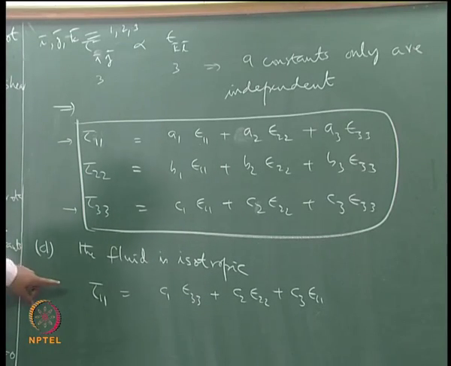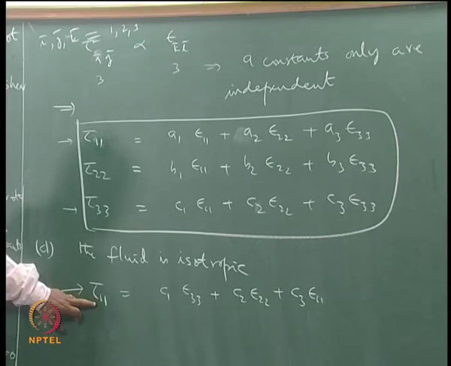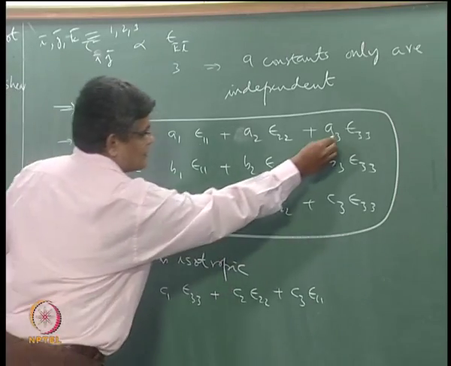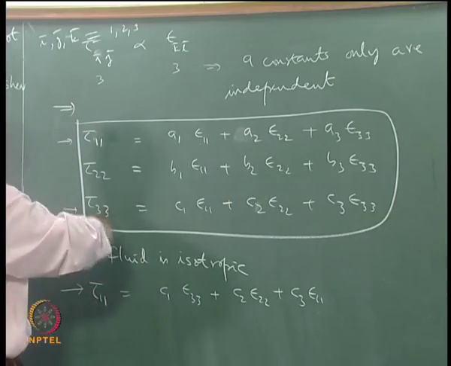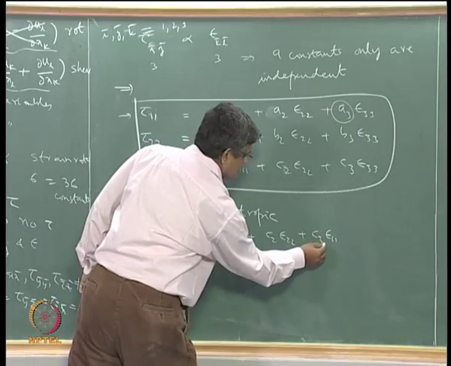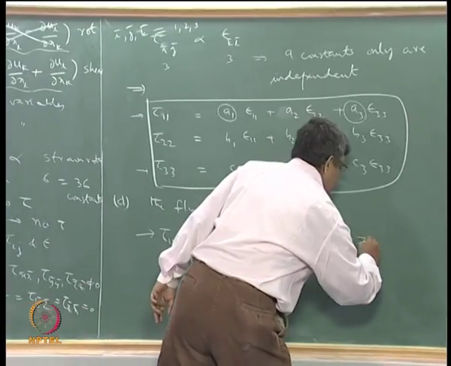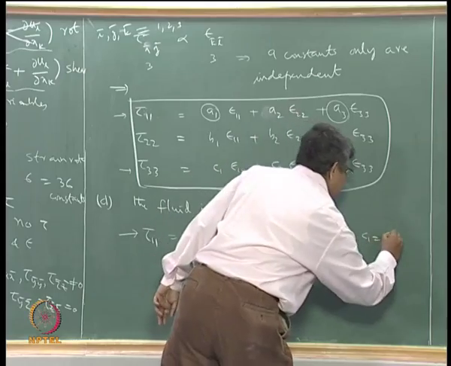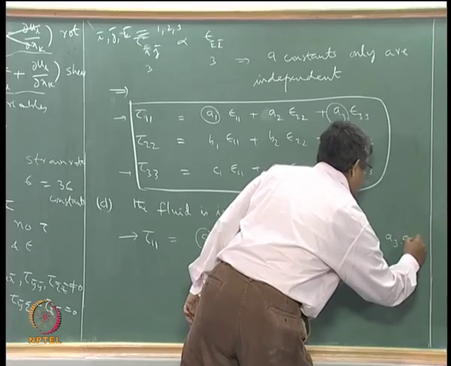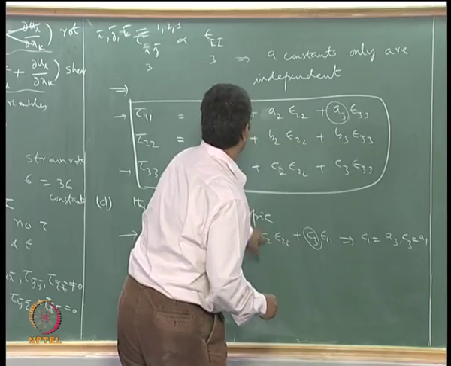Okay. So now if you were to compare this relation with this relation, because this is a stress applied in this, now you can see that 3 3 is coming here, and for these two to be the same, C1 must be equal to A3 and C3 here must be equal to A1. Okay. So this means that C1 is equal to A3 and C3 is equal to A1 and C2 is equal to A2.